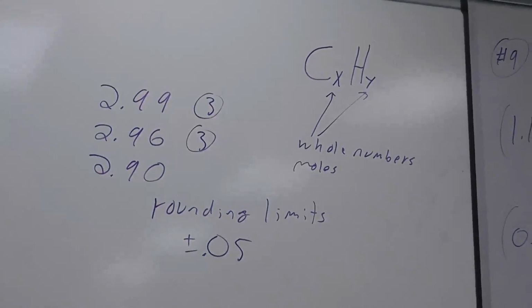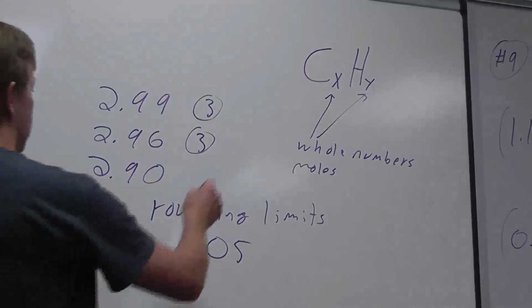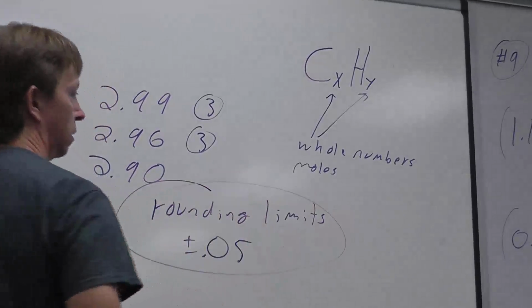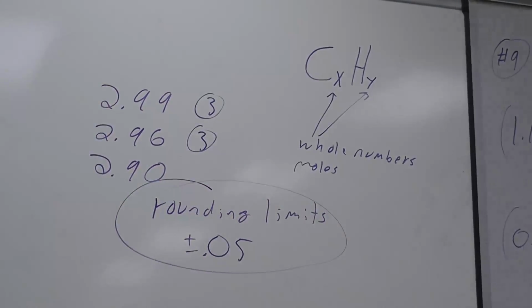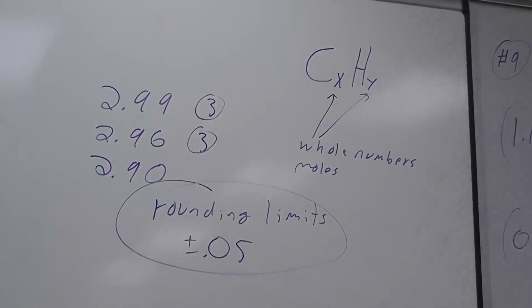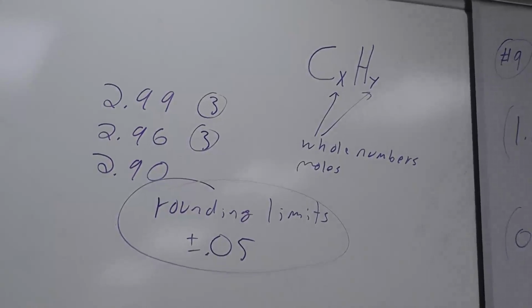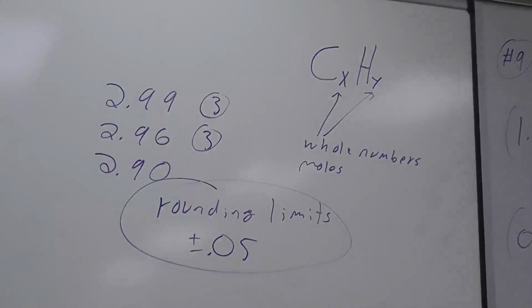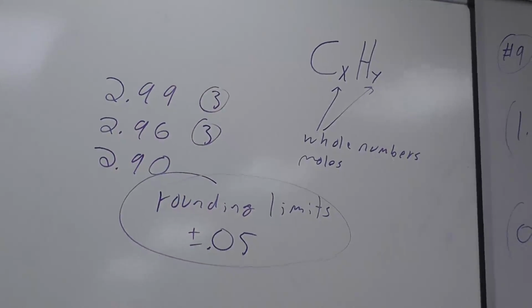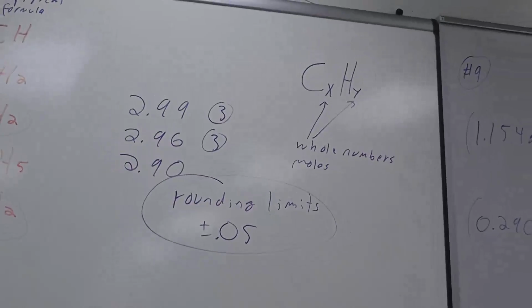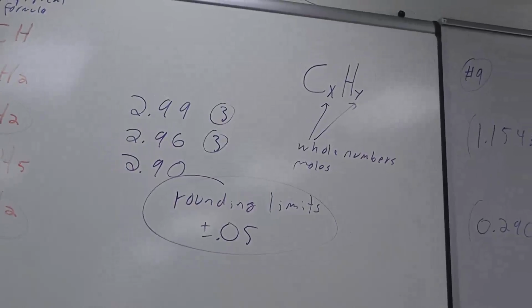But for now, one major problem people have with empirical formulas is they round too much. So just know it's got to be extremely close to be roundable.